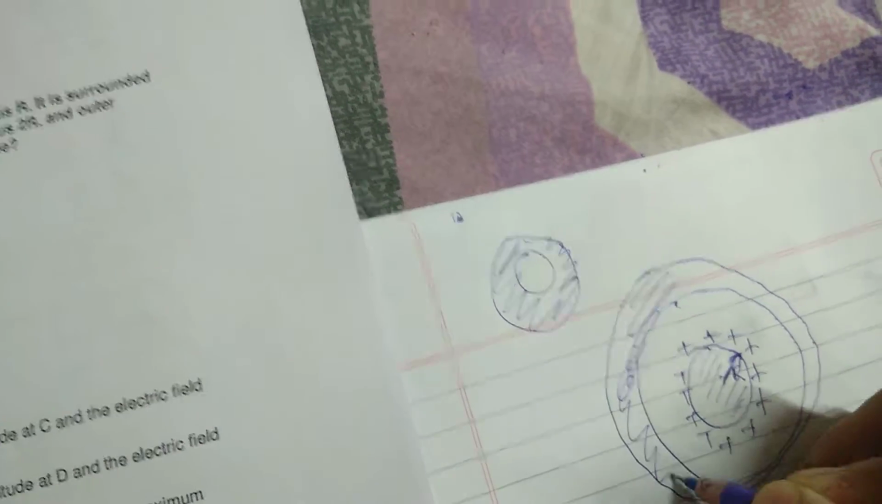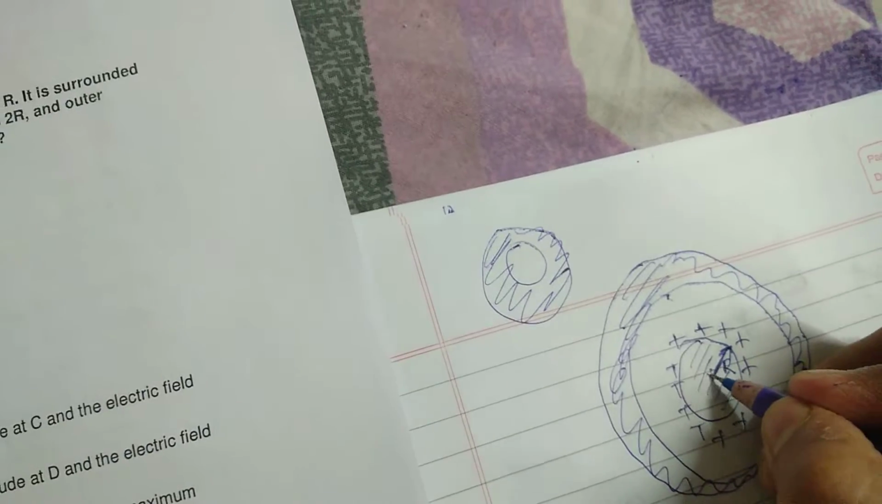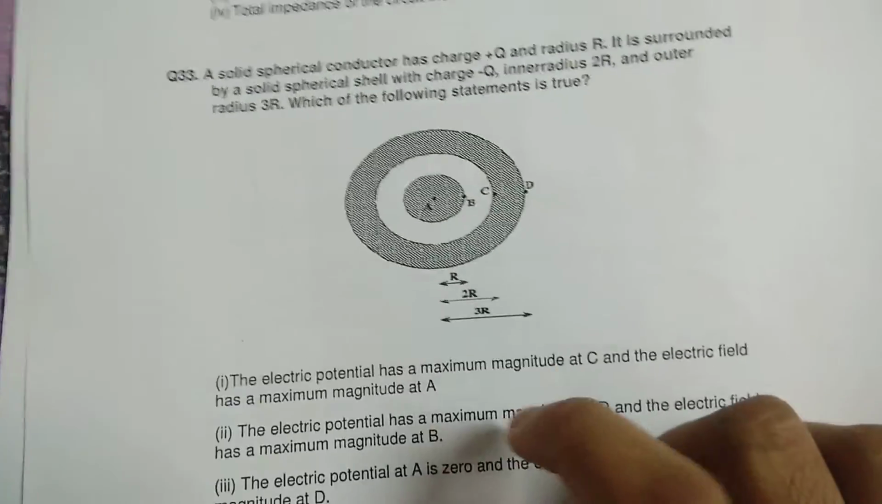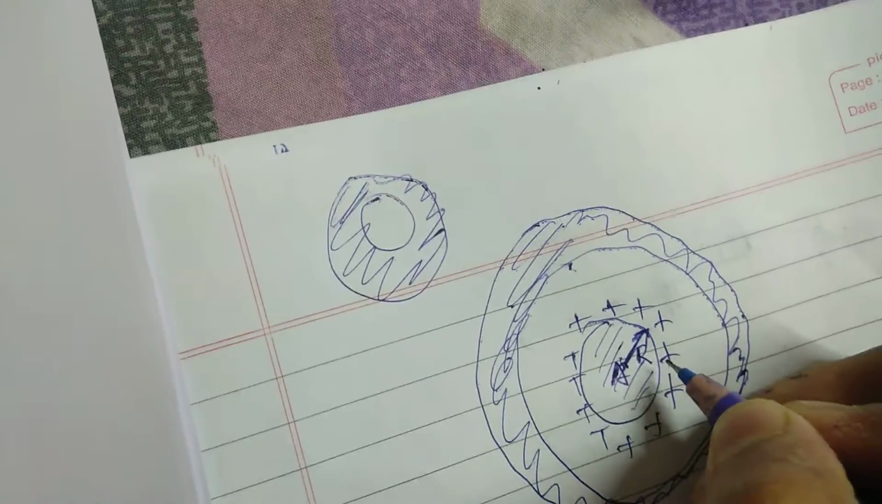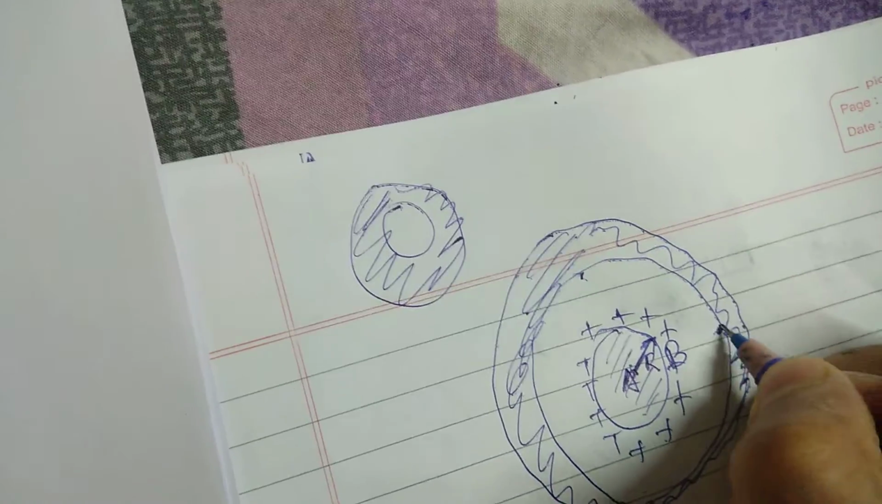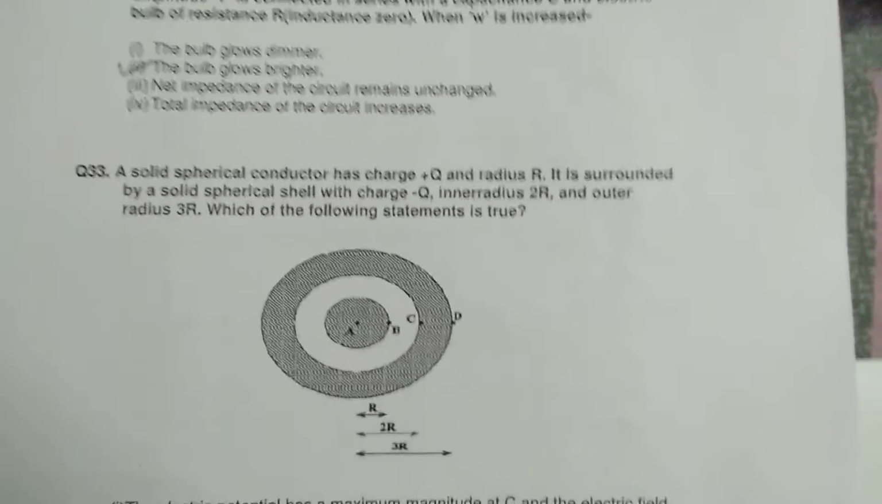Don't mind my drawing, but we have kept it like this. This part is solid, and suppose we don't need the R2 or R3 here. Just mark the points: this is A, this is B, this is C, and this point is D. So, which of the following statements is true?